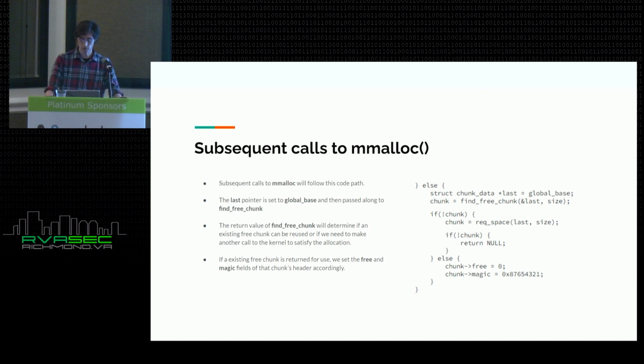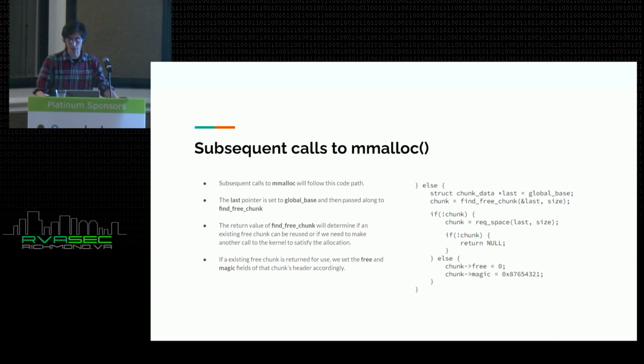All right, so let's take a look at subsequent calls to malloc. So this would be anything after our first call. So they will follow this code path, this else statement here. So you'll see that last pointer is set to our global base. So that will allow us to pass essentially the global base into this find free chunk function and start to enumerate those chunks to find our free chunk.